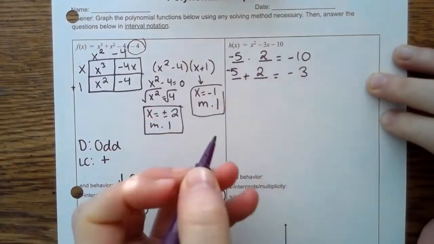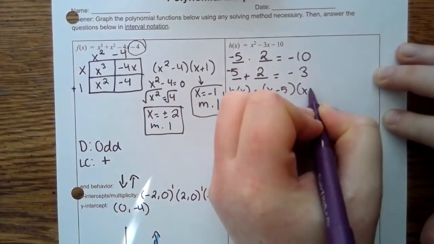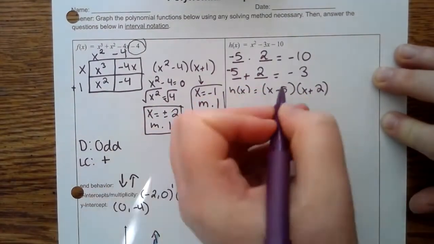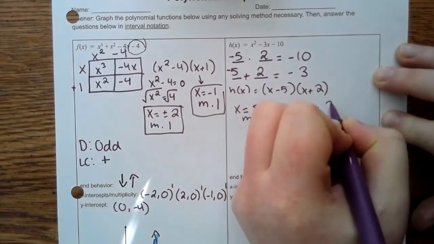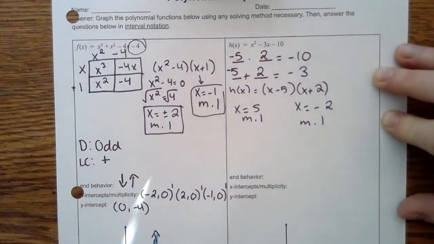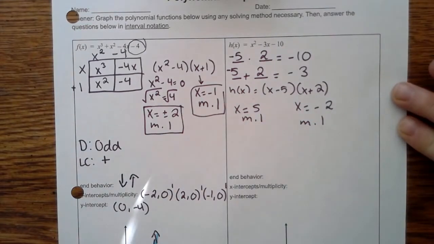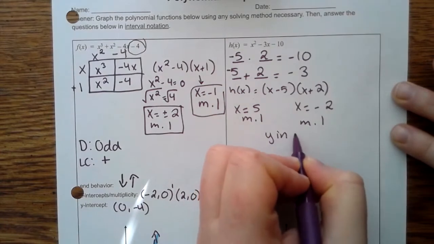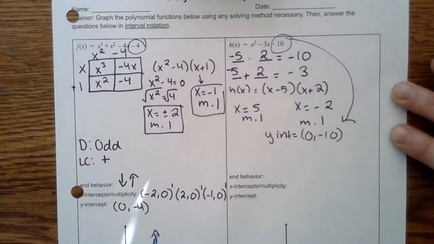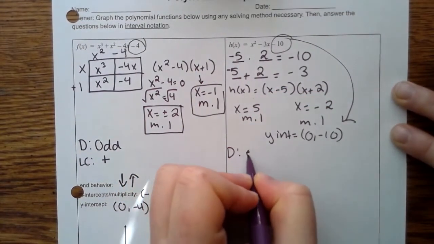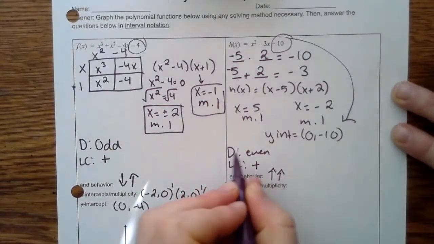So because my a value is 1, I can do the trick. H of x equals x minus 5, x plus 2. So I know my intercepts are x equals 5, multiplicity 1, x equals negative 2, multiplicity 1. My end behavior. So I just found my intercepts. That's good. And I could just find my y-intercept is going to be 0, negative 10 because of that negative 10. So my degree is even, and my leading coefficient is positive. So that's up, up.